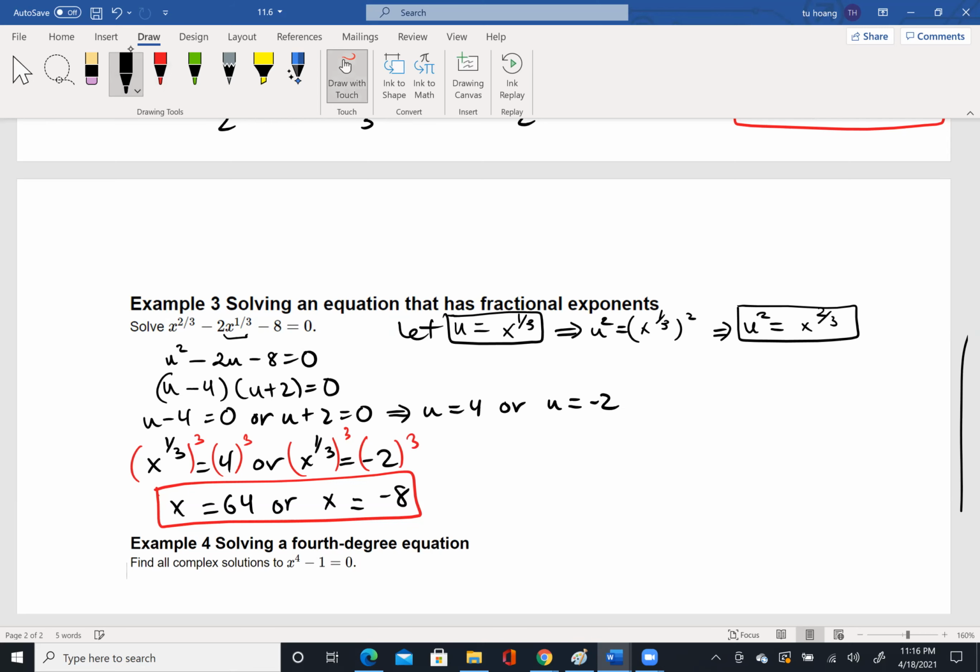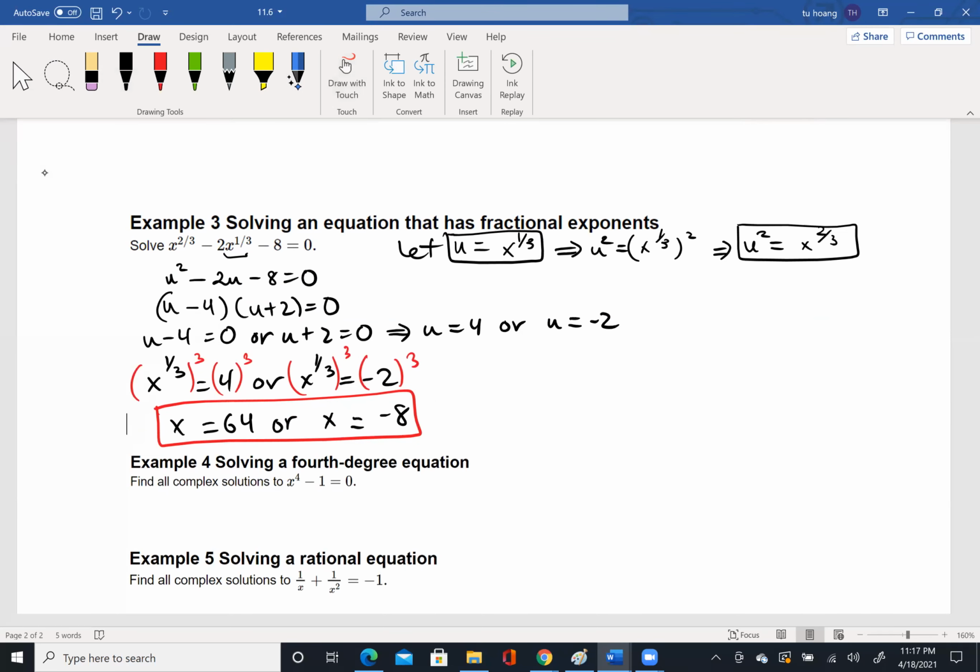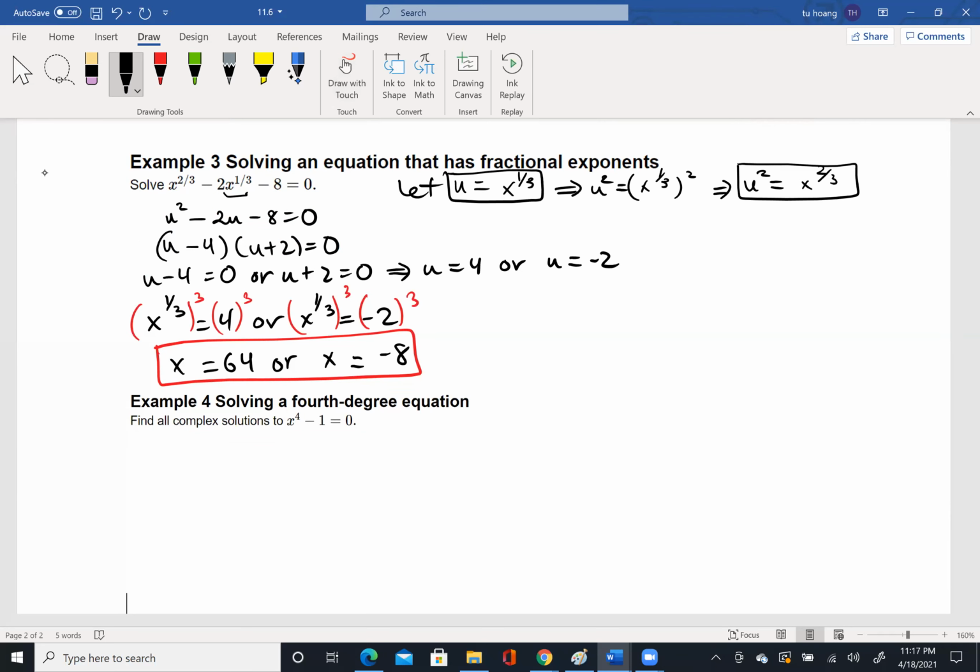Let's move to the last problem. And that's the last problem. We still have number 5 and 4. Okay, so solving a 4th degree equation. In this problem, example number 4, we're solving a 4th degree equation.